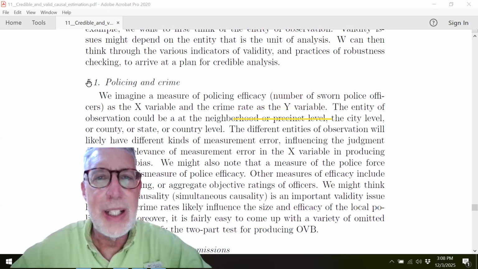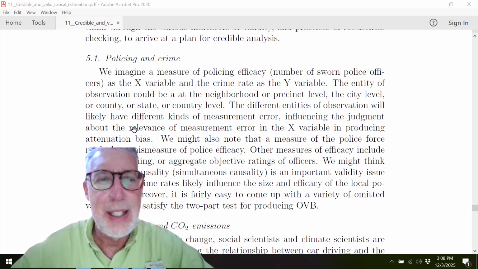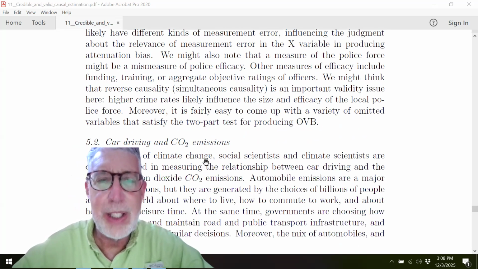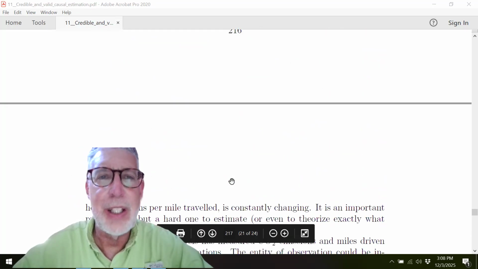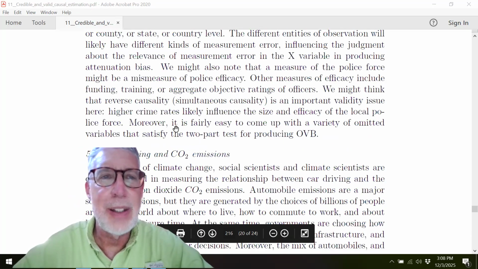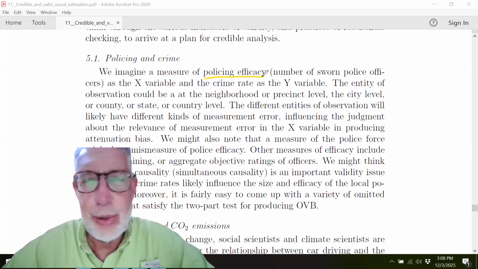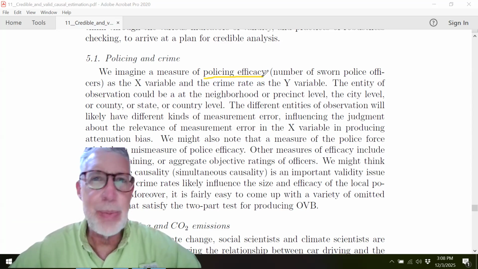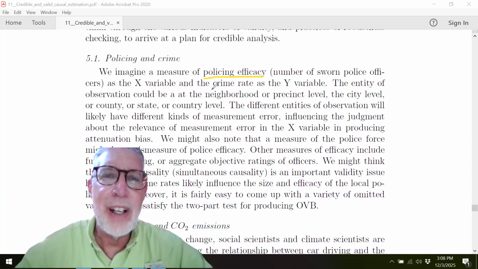So let's go and take a look at each one of these three. The first one is policing and crime. The second one is car driving and CO2 emissions. And the third one is the gender of children and labor force participation. So let's talk a little bit about the first one, policing and crime. We can imagine the X variable is a measure of policing efficacy. So how good is policing? How effective is policing? How many resources are devoted to policing? And the Y variable is the crime rate.